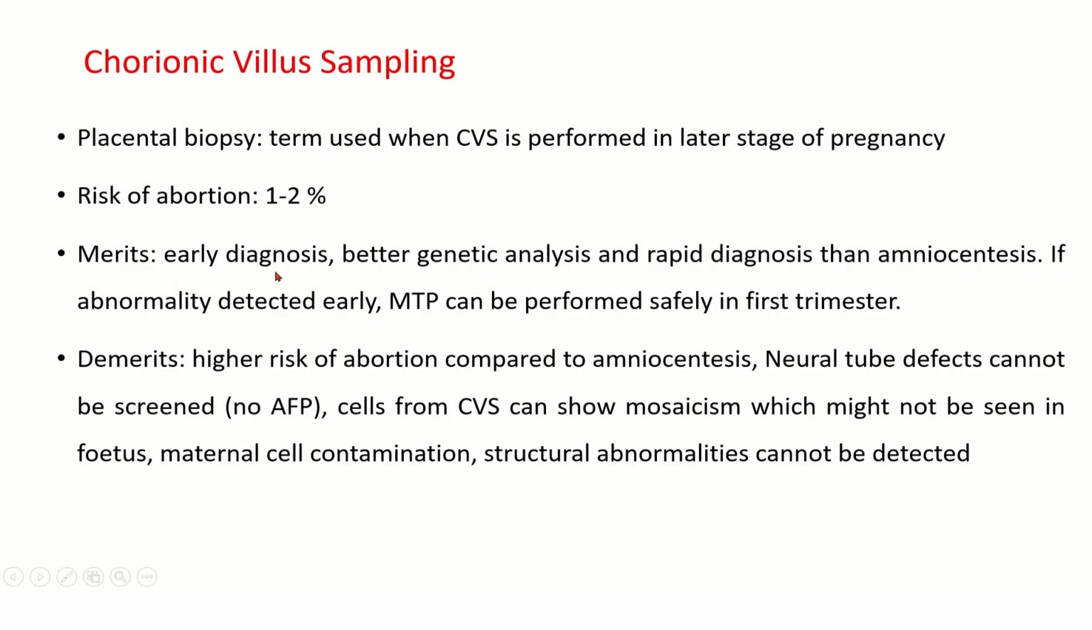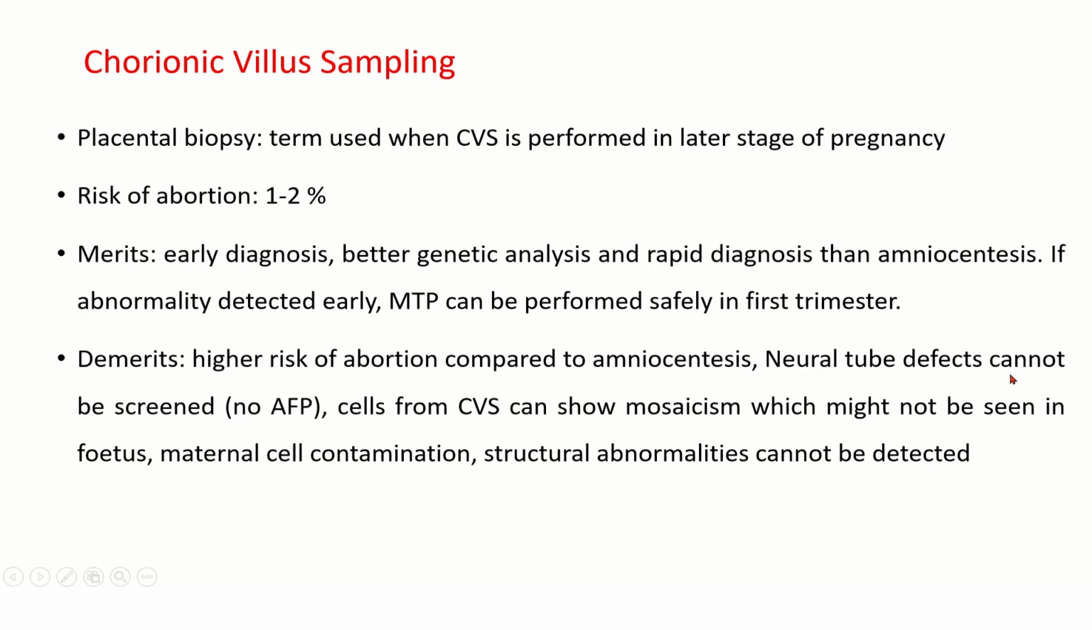The merits: early diagnosis because it can be performed earlier than amniocentesis, better genetic analysis and rapid diagnosis than amniocentesis. If abnormality is detected early, termination of pregnancy can be performed safely in the first trimester. So demerits: higher risk of abortion compared to amniocentesis. It was 0.5 to 1% with respect to amniocentesis. Here it is 1 to 2%.